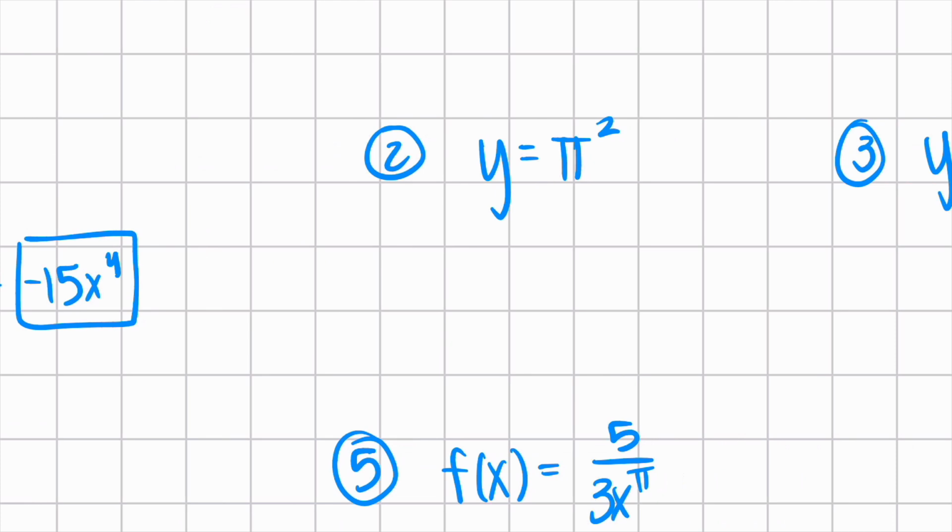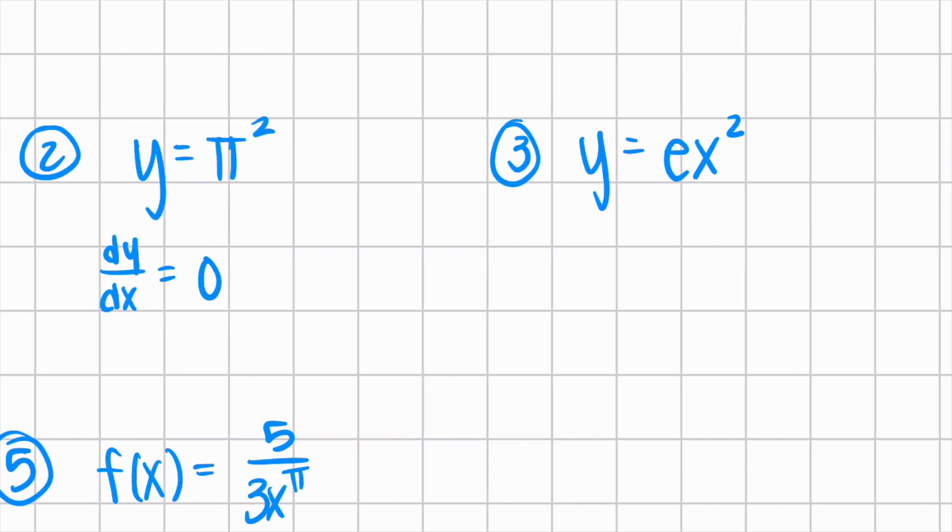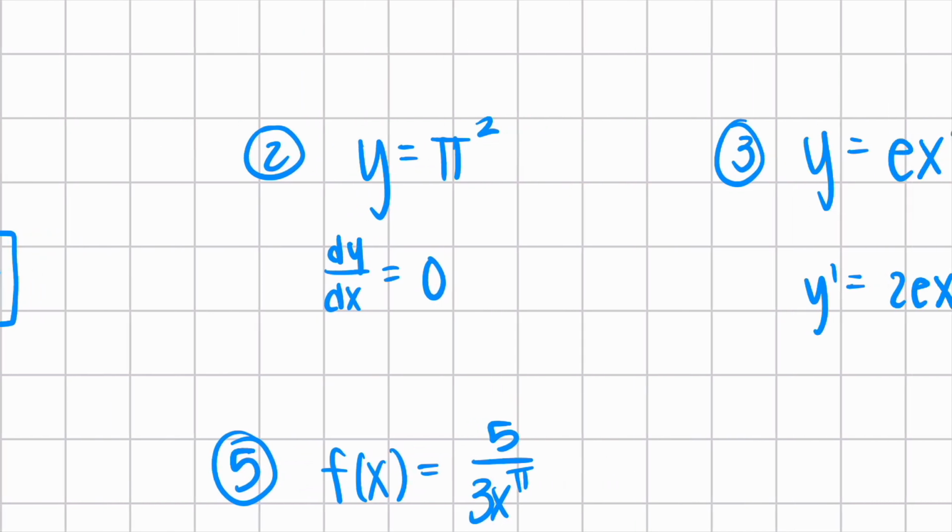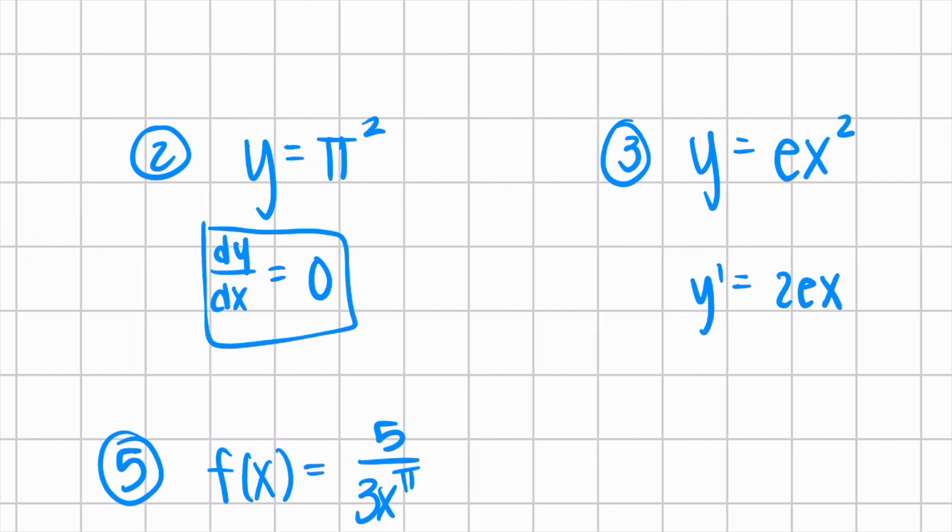Number 2, y equals pi squared. If I'm taking the derivative with respect to x, pi squared is just a constant, so the derivative of pi squared is 0. Next one, y equals e to the x squared. Kind of similar to the pi situation, e is a constant. So when I take the derivative, we'll say y prime. I'm going to bring down the 2, multiply it to the e. 2 times e times x raised to the first power, but keep in mind that's just the same as 2 times e times x. And I should box these.